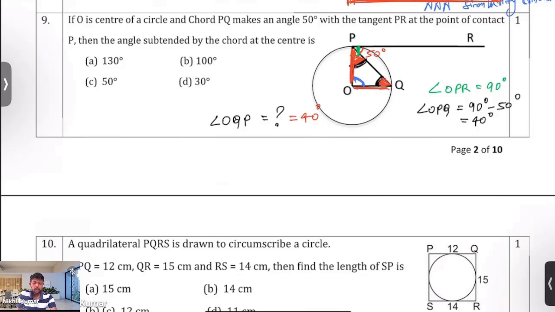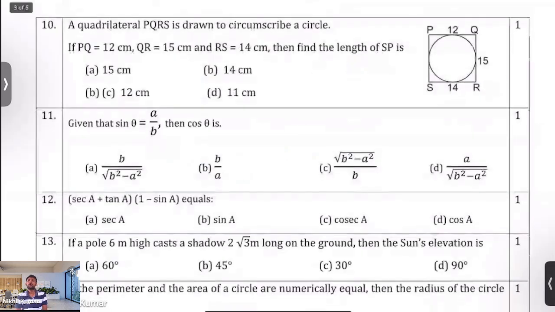Now I know two angles of a triangle. Can't I find out the third angle of this triangle? The third angle is going to be, by the angle sum property of course, angle POQ is equal to 180 minus 40 degrees plus 40 degrees, that's 100 degrees, and that's option number B. That's your answer. Okay, so let's move on to the next question.